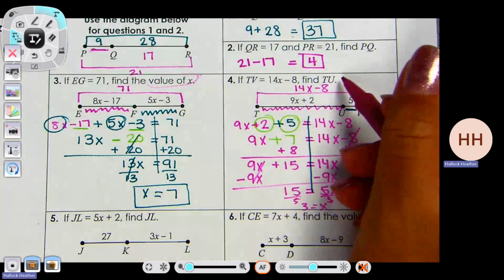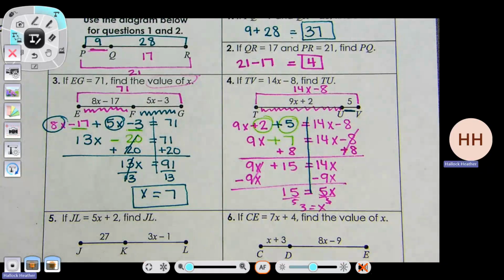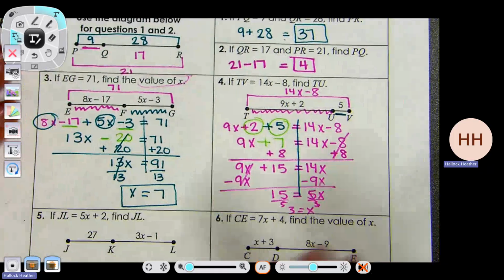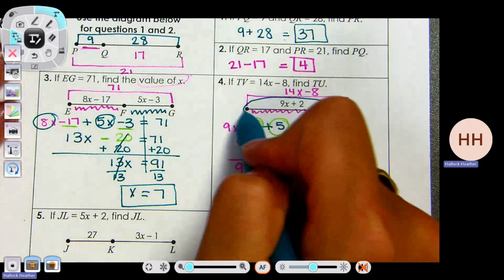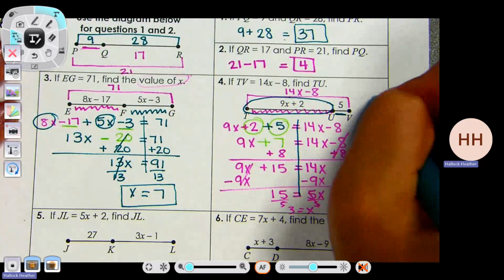Last time it just said find x. This time it says find TU. So I have to substitute my answer back in. So in algebra, we should have learned this. We're going to plug it back into TU. TU is 9x plus 2.